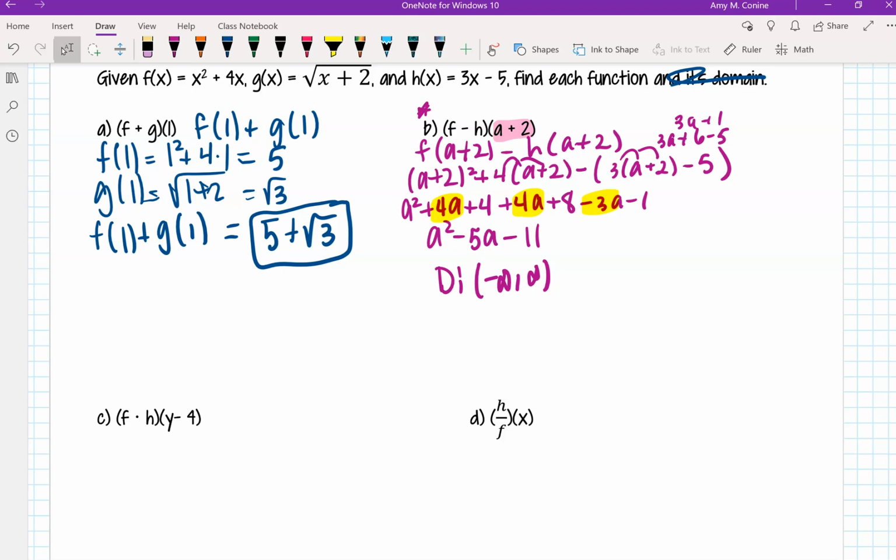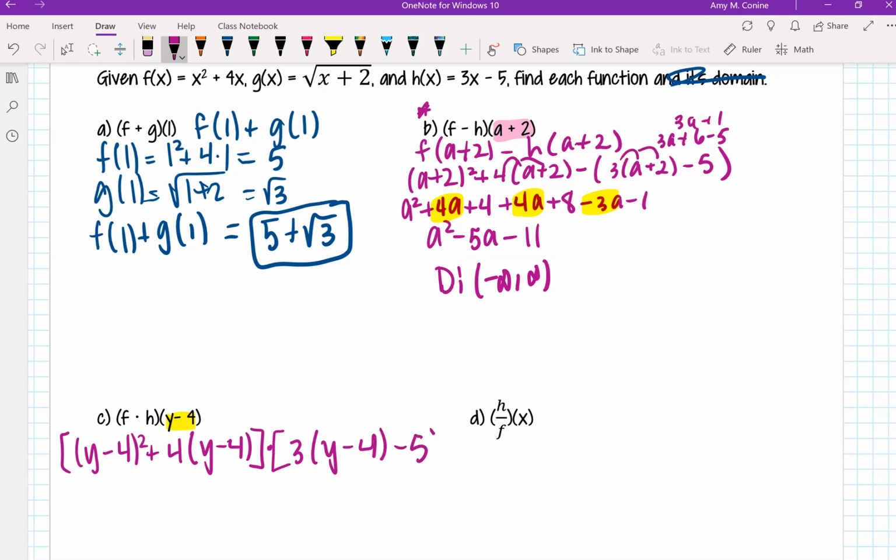So same idea with C. We've got multiplication. So with multiplication, we have our 2 functions, and then whatever's on the inside, we're going to go ahead and multiply. So my f, there's a lot going on here. So I'm going to plug in my y minus 4 squared plus 4 times y minus 4, all in for my x values, multiplying 3 times y minus 4, and then minus 5. I'll put my bracket back there, sorry.